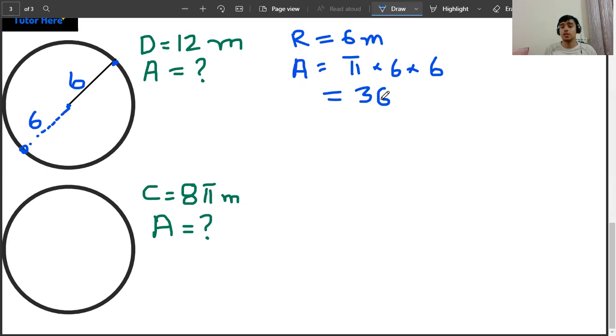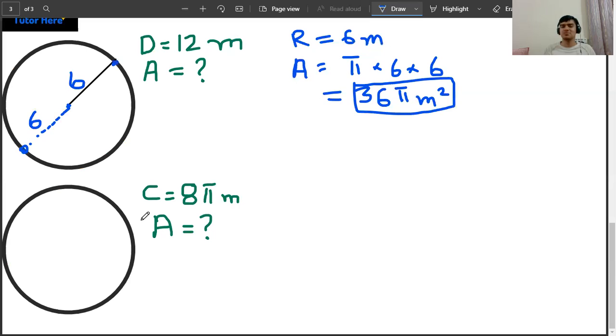And what was the unit that we learned just above there? The unit is meter square. It's 6 meters into 6 meters gives you 36 meters square. So here we have it. Area is equal to 36 pi meters square. All right, pretty simple, yeah? Let's go to the next one.